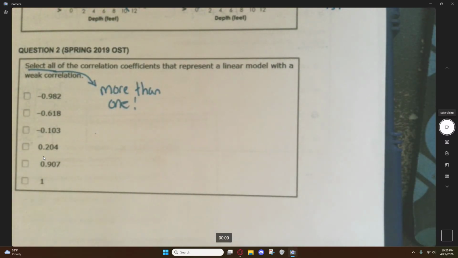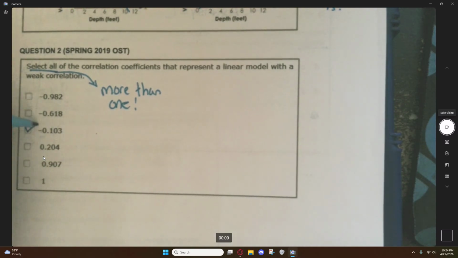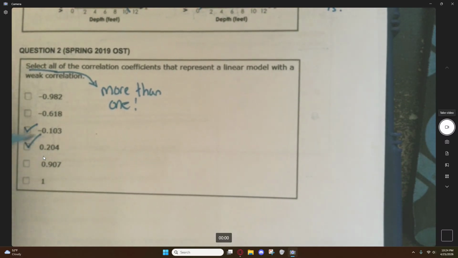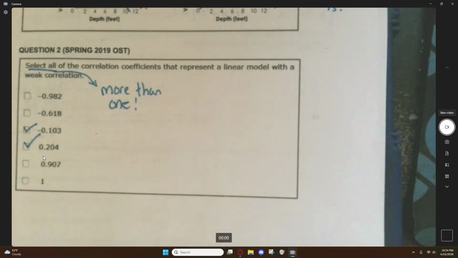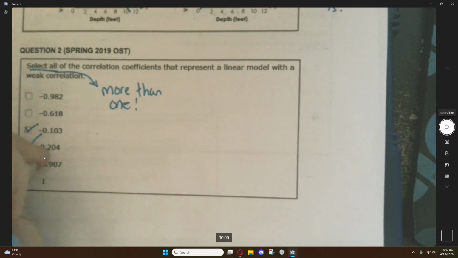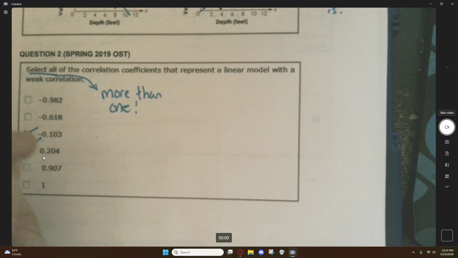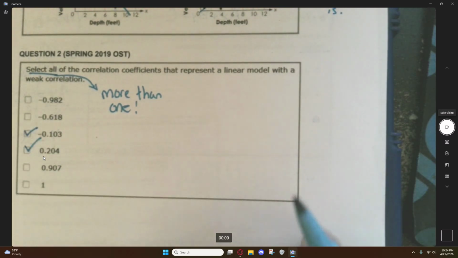So, which of these is close to 0? This one? This one. That's it. 0.618 is closer to 1 than it is to 0, so I wouldn't say it's a weak correlation. These two are definitely close to 0, so I would say they're both weak correlations.